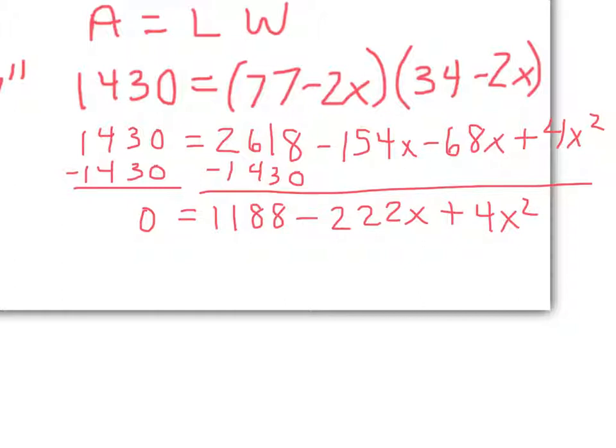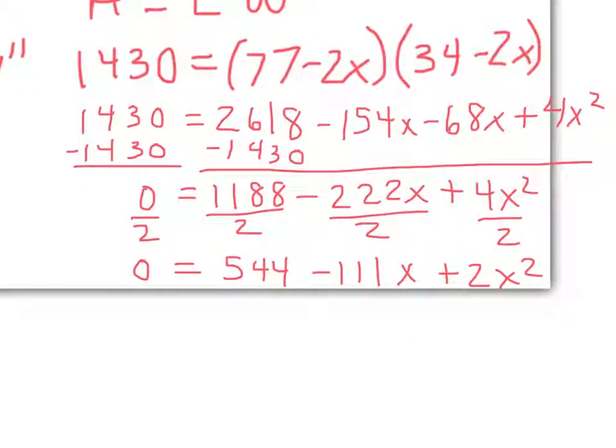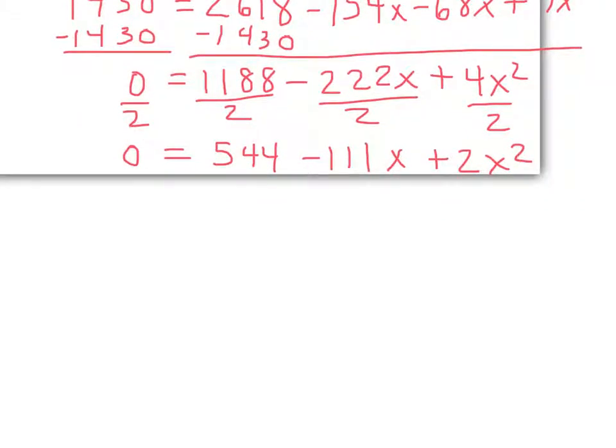All these numbers are divisible by 2. Let's just divide everything by 2. 544, 111, 2x squared. Let's reverse the order because we want it in standard form.